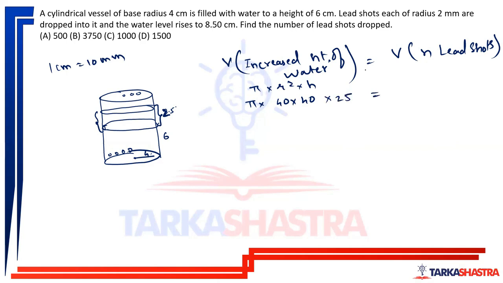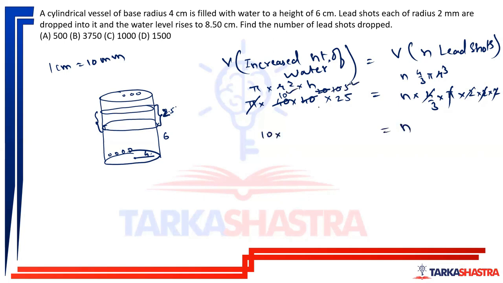And lead shots means we are considering them to be spheres. So n into 4 by 3 pi r cube, which is 2 into 2 into 2. So this pi gets cancelled. Cancelling the factors, my n is 10 into 5 into 25, and upon 3 it will come here. So 50, 150, 150 into 25. 150 into 25 is 3750. So number of lead shots are 3750.